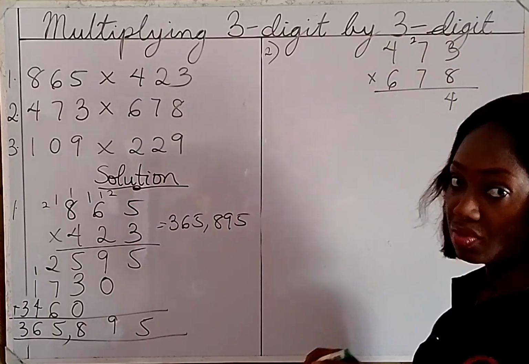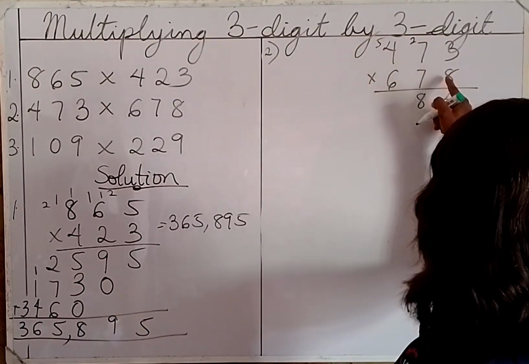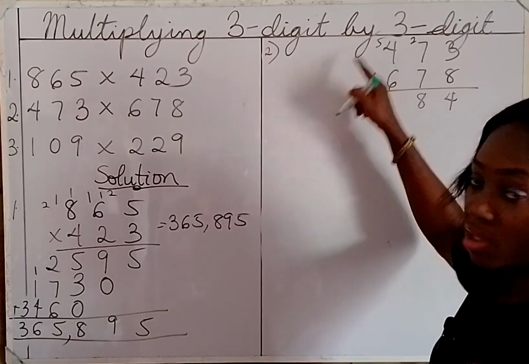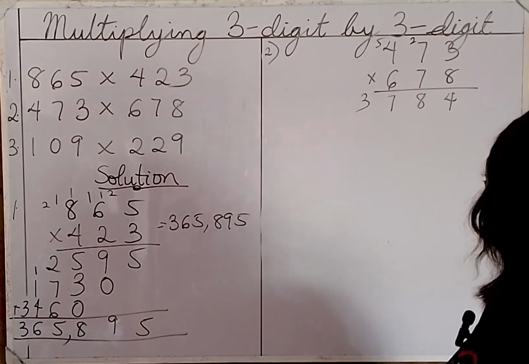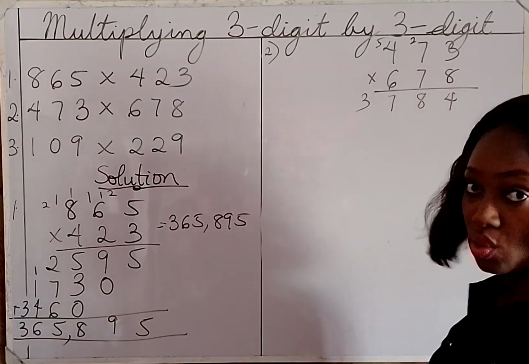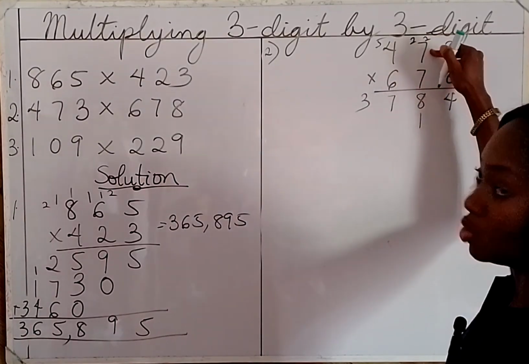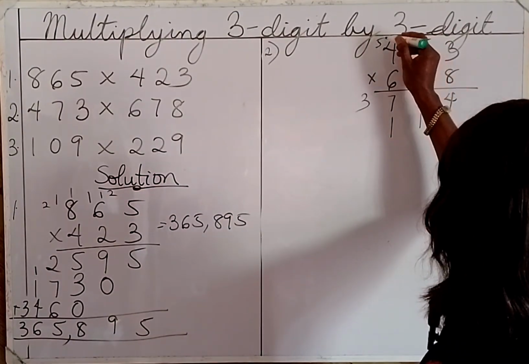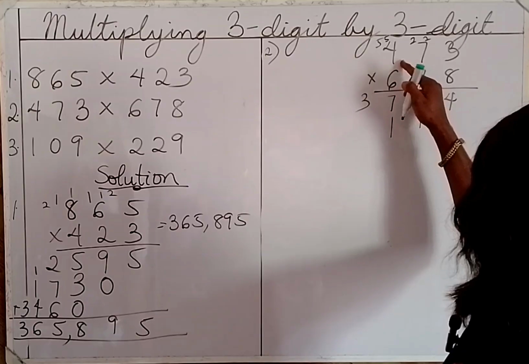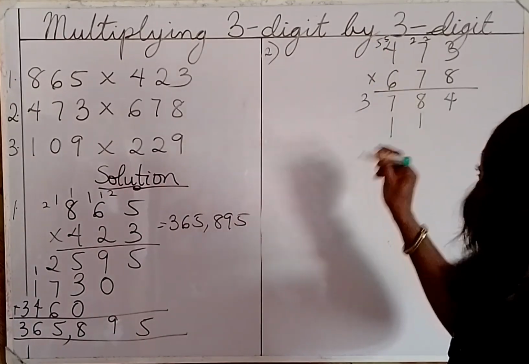8 times 7 is 56. Plus 2, 58. 8 times 4 is 32. Plus 5, 37. 7 times 3 is 21. Write down 1 and carry 2. 7 times 7 is 49. Plus 2, 51. Write down 1 and carry 5. 7 times 4 is 28. 28 plus 5, that's 33.